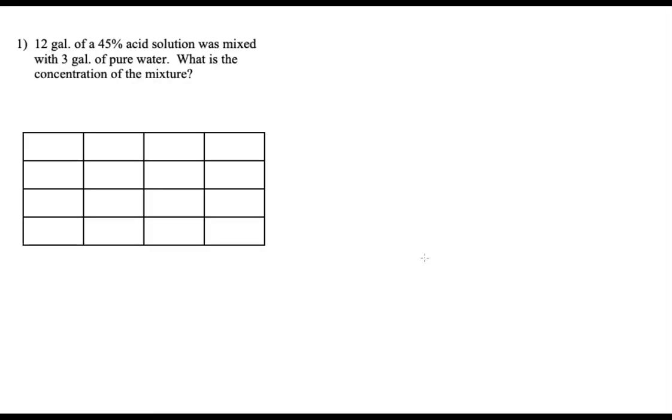All right, so for this problem, we're going to mix two things. We're going to mix 12 gallons of 45% acid solution with 3 gallons of pure water. Pure water is essentially a 0% acid solution. And then we want to find out, we make a new thing, what is the concentration of that mixture? So we're going to have three different things here. We're going to have A, we're going to have B, and when we mix them together, it's going to turn into C.